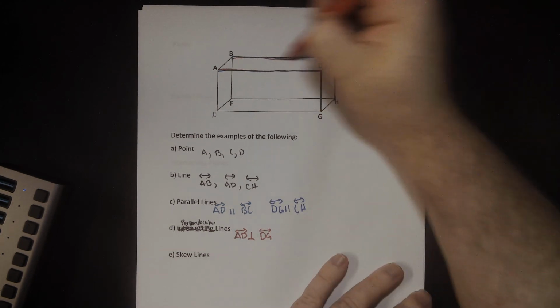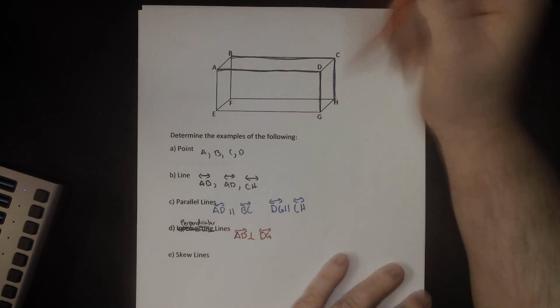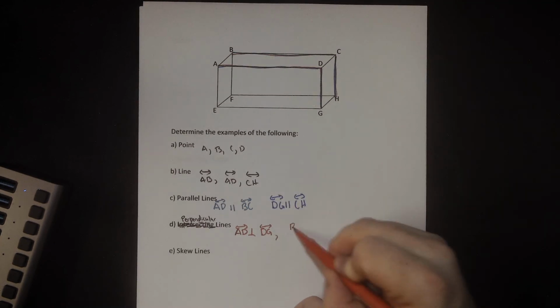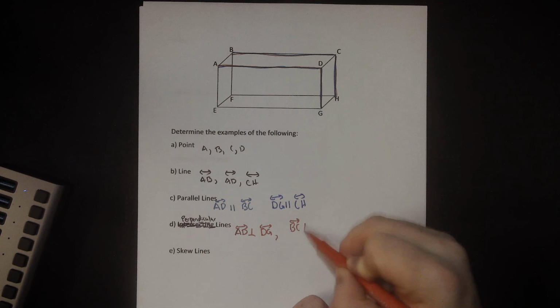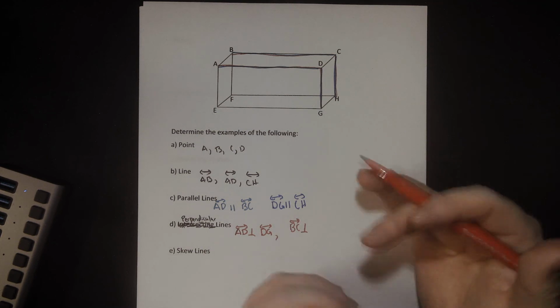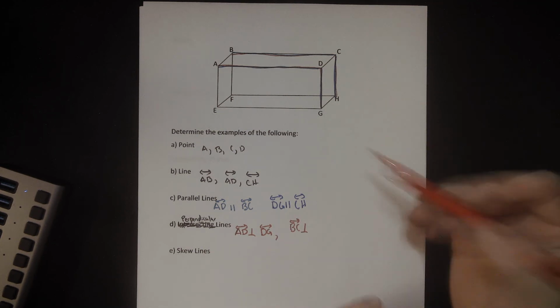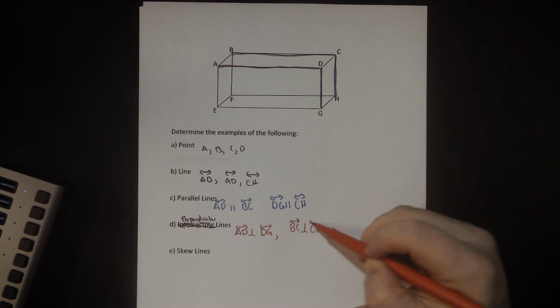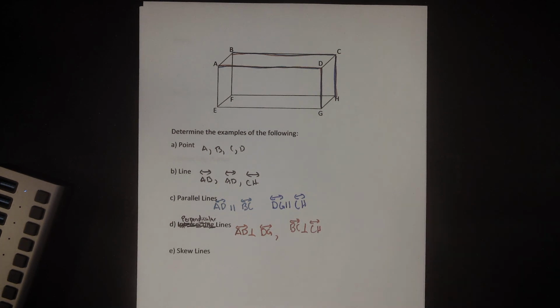And BC is definitely perpendicular to CH. That's a right angle. And don't get this mixed up with intersecting. Perpendicular, you really do have to have a right angle. That's why I chose this particular shape, because it's basically all right angles. Skew lines. So let's see what an actual skew line looks like.